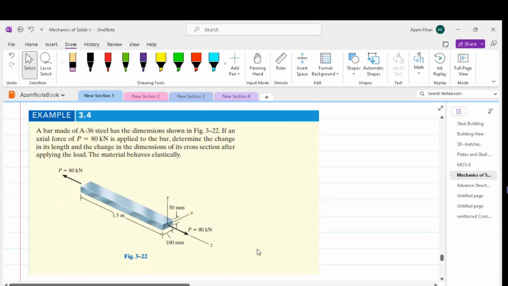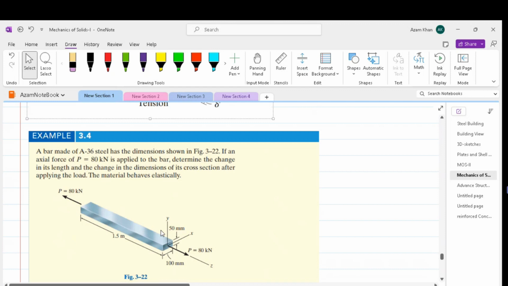Now let us look into this problem where we have got a steel bar and the dimension of the steel bar is given to us. It is made up of A36 steel. The axial load of 80 kilonewtons is applied to the bar. We are asked to determine the change in its length and the change in the dimension of its cross section after applying the load. The material behaves elastically. So the change in the length and the change in the dimension is what is required.